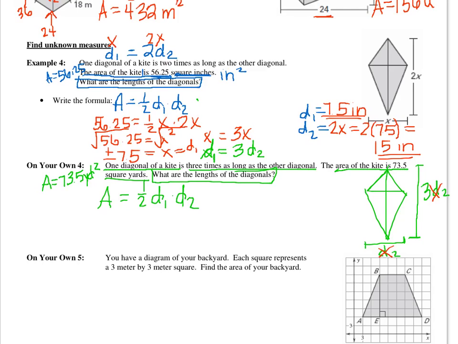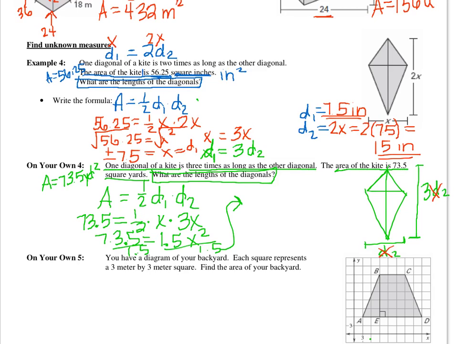Question, what are the lengths of the diagonals? We've got to figure out those lengths. So I can plug 73.5 in for my area. I've got half times D1 is X, and D2 is going to be 3X. So I've got 73.5 equals, well, half times 3 is 1.5. X times X is X squared. We got to solve this though, so let's divide by 1.5 to get that X alone. That's my goal here. 73.5 divided by 1.5, move it up here. That's 49 equals X squared.